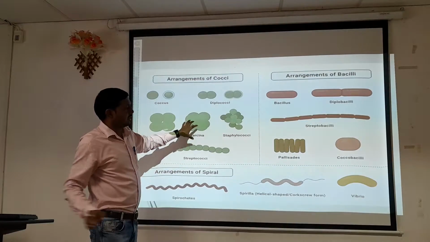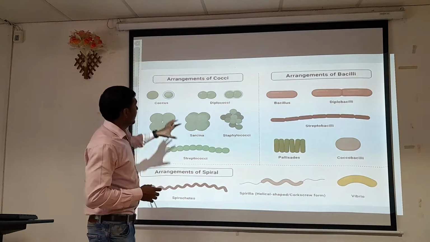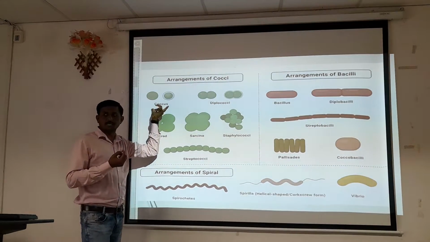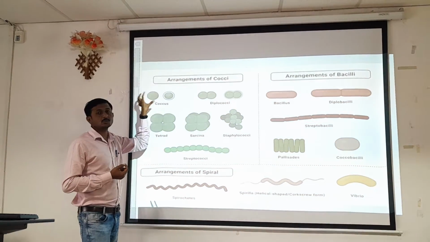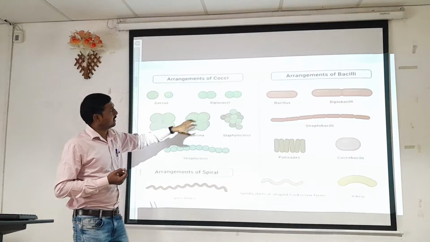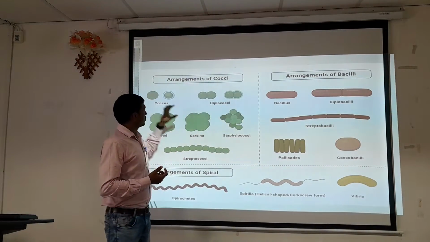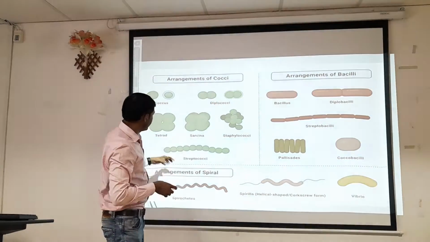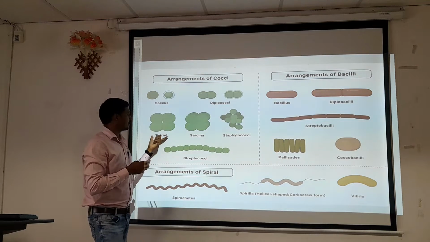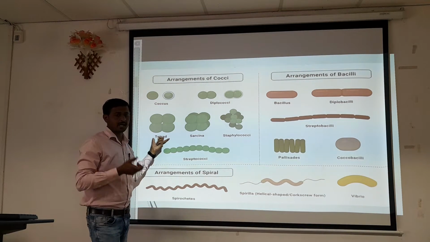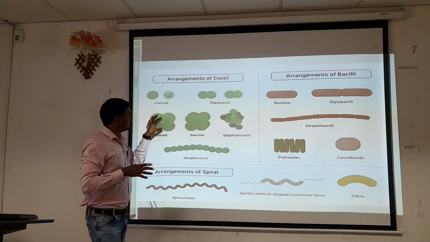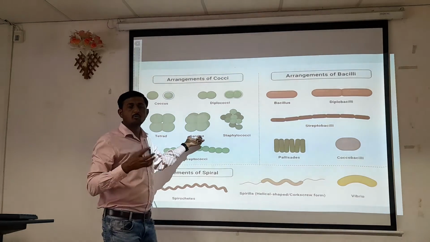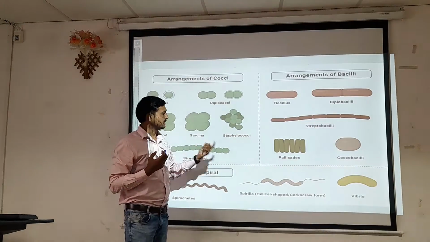So in this diagram we can see the arrangement of cocci. Cocci means oval shape. If a single bacterial cell is found under the microscope, it is cocci in shape. Arrangement: single. Here, diplococci: two cocci attached to one another are called diplococci. If four cells are found in a group, they are called tetrad or tetracocci. Tetrad means four cells. Sarcina: if a group of 8 cells is found, it is called sarcina.